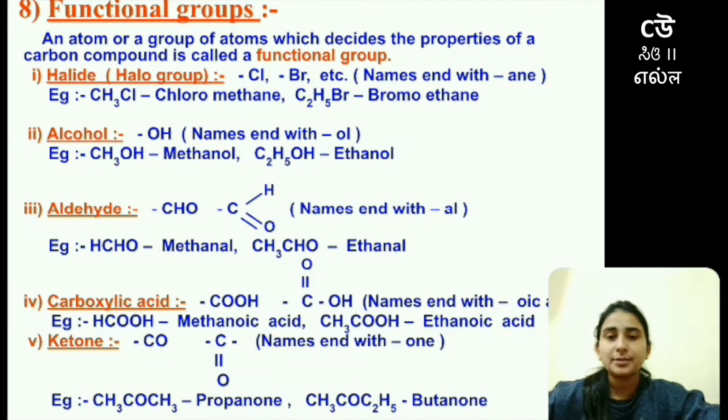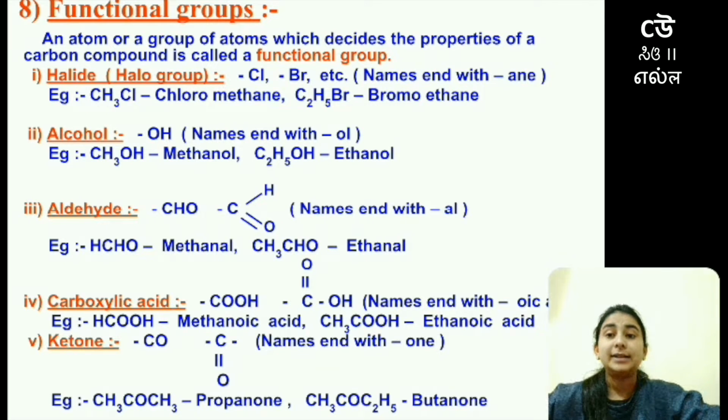So अगर हमारे पास compound है students that has chemical formula HCHO, सबसे पहले CHO, that means aldehyde, name is going to end with AL, and since there is just one carbon atom, we'll call it as methanal. Following that, if we have a compound that has chemical formula CH3CHO, 2 carbon atom, ethanal.